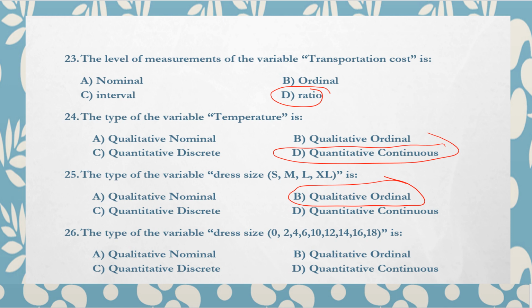The type of variable dress size. Here, look at the difference between these two statements. The first one, the dress size was in small, medium, large, x large. So this is categorical data that can be arranged. But in this example, the dress size takes discrete numbers, 0, 2, 4, 6. So this is a quantitative discrete variable. So the same variable, dress size, can take two forms: one form is qualitative ordinal and the other form is quantitative discrete.